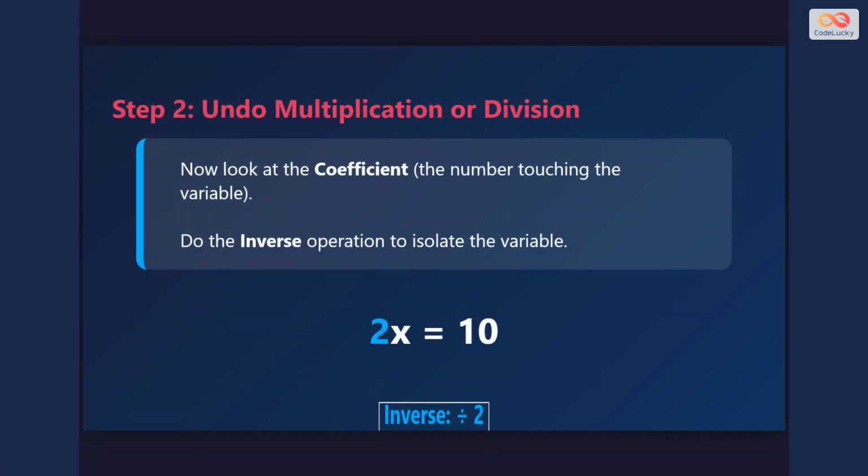Step 2 is to look for the coefficient, the number attached to the variable. Again, do the inverse. If you see 2 times x, you divide by 2. If you see x divided by 2, you multiply by 2.